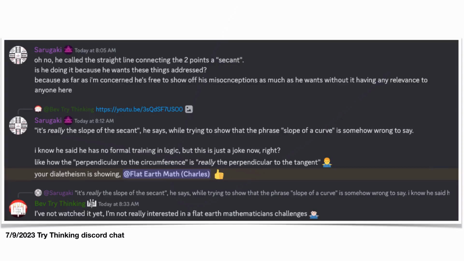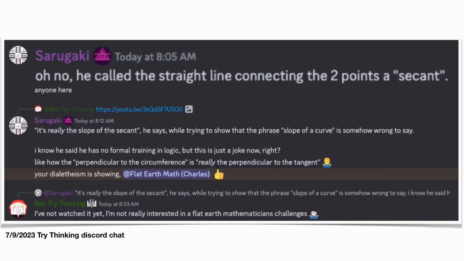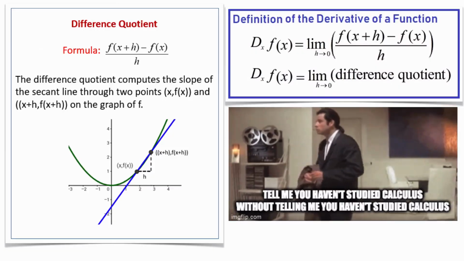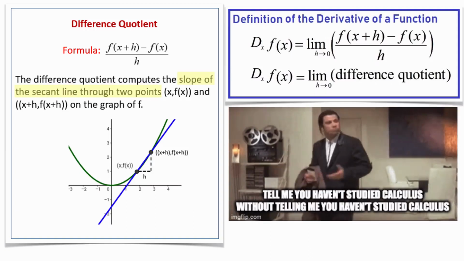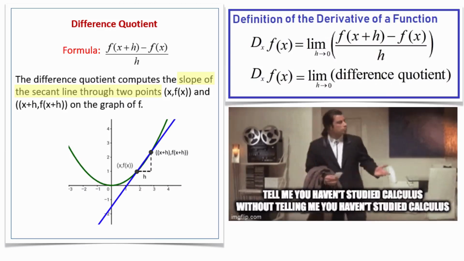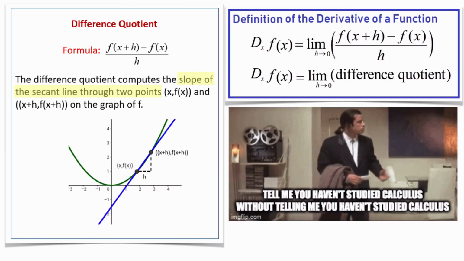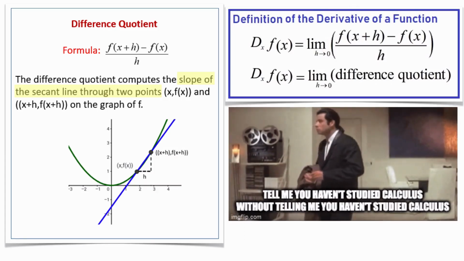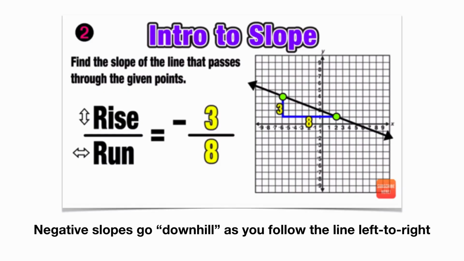Our good friend Saragaki had something to say about this procedure. He wrote, "Oh no, he called the straight line connecting the 2 points a secant." Sorry, Saragaki, but the difference quotient is literally defined as the slope of the secant line. If you had taken calculus, you'd know this, but even if not, you can simply follow along with my derivation and it should all be clear. It's always ironic when people feel they've caught me making a mistake, when in reality, womp womp.